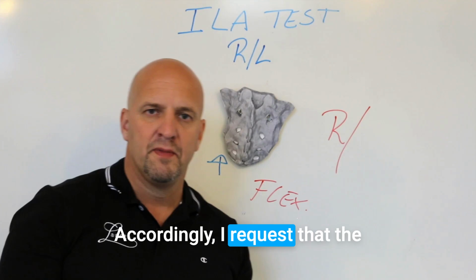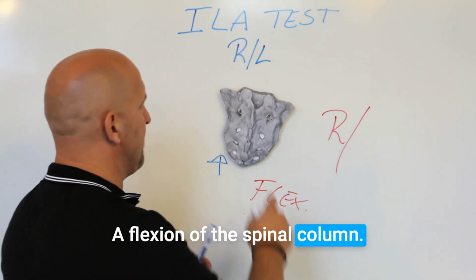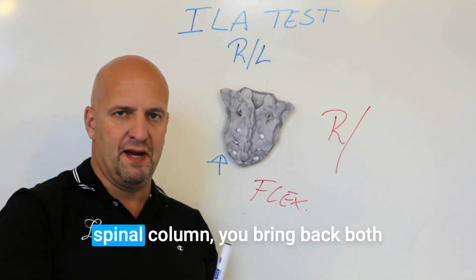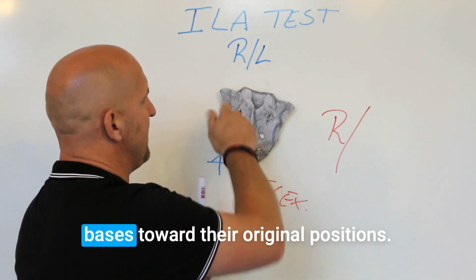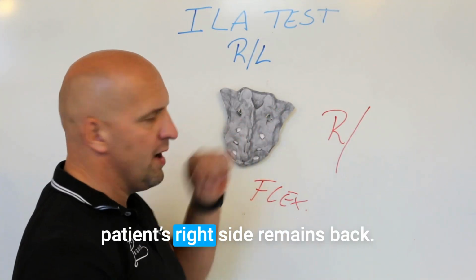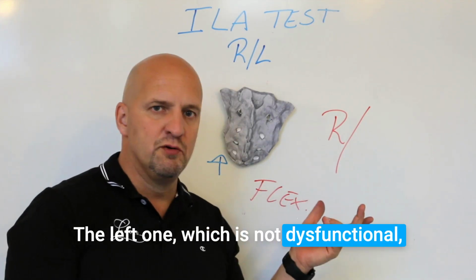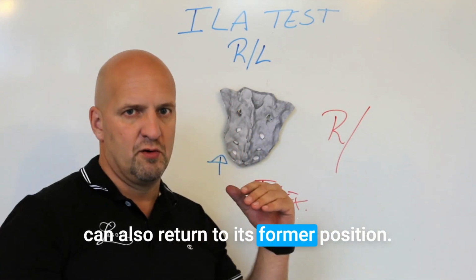Accordingly, I request that the patient first perform a flexion of the spinal column, and when the patient flexes the spinal column, you bring back both bases toward their original positions. The one base located here on the patient's right side remains back. The left one, which is not dysfunctional, can also return to its former position.